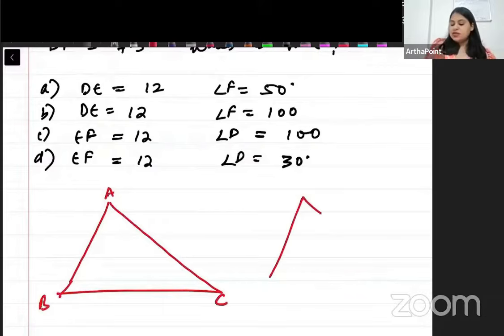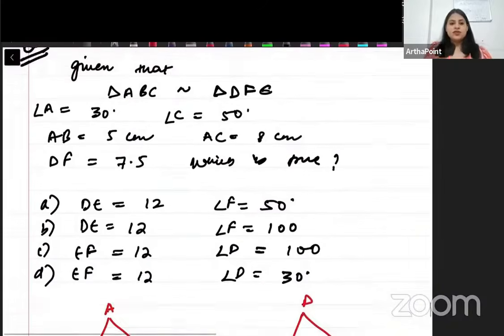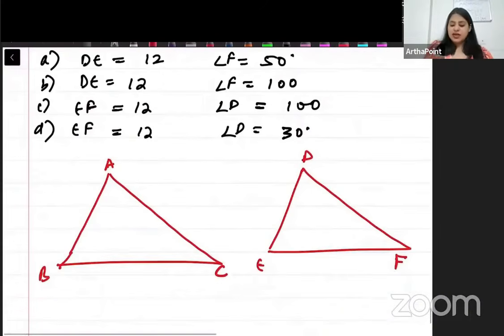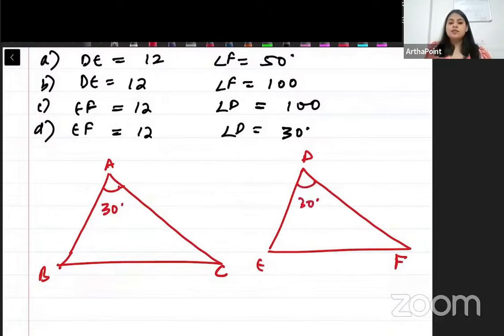ABC is similar to DEF. This is given to us. It says angle A is 30 degrees. So beta, if angle A is 30 degrees and they are similar to each other, then D is also 30 degrees.